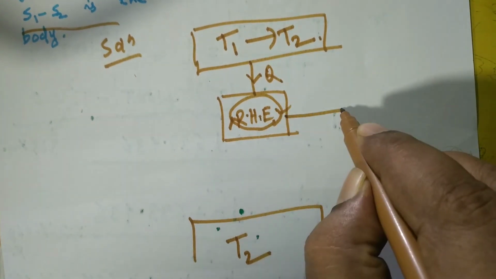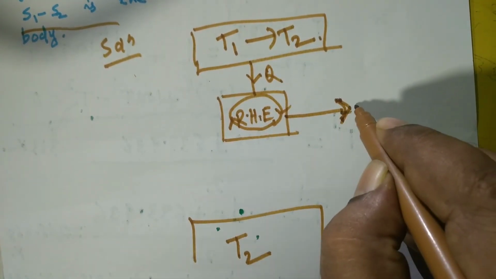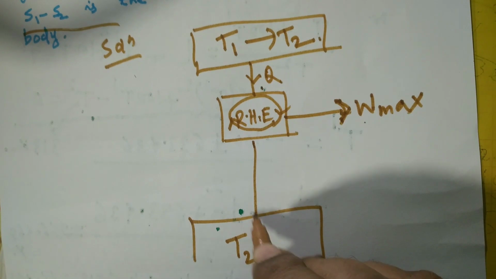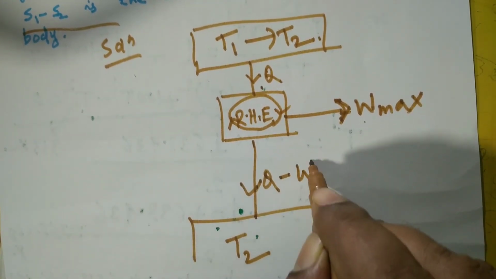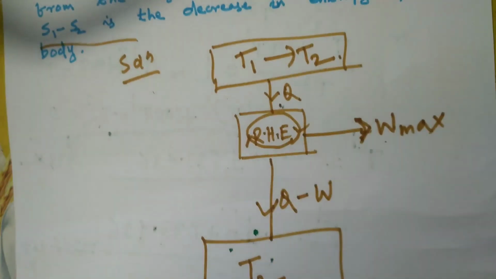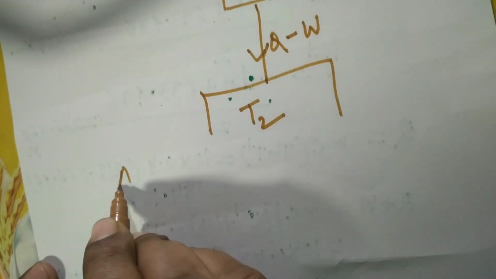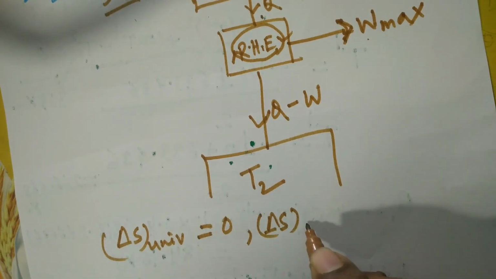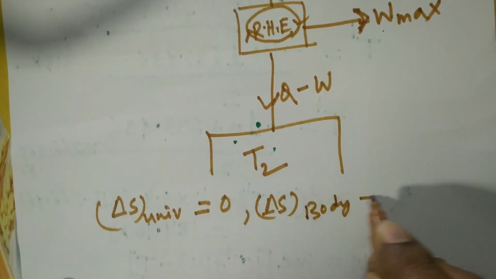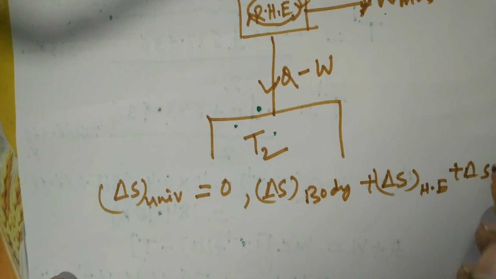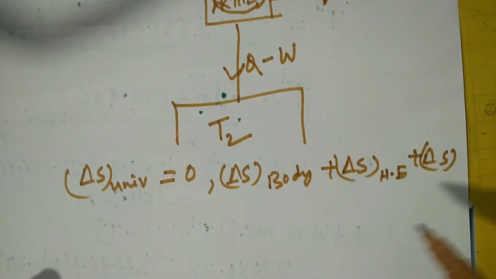So this is reversible heat engine. Obviously a reversible heat engine between two given temperatures produces the maximum work. So if this is Q and this is W, means this will be Q minus W. Since this is a reversible heat engine and all the processes executed by this heat engine are reversible, so according to principle of increase of entropy, delta S of universe has to be 0. And in this case, delta S of finite body first plus delta S of heat engine plus delta S of reservoir. There are three components of this universe, three subsystems.